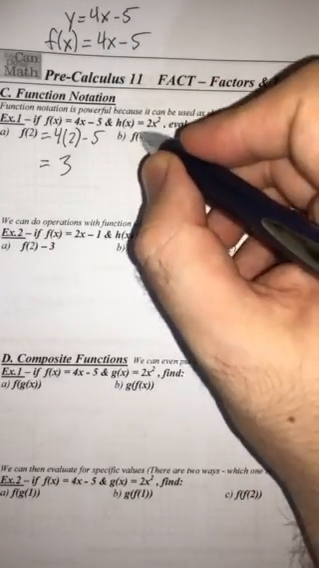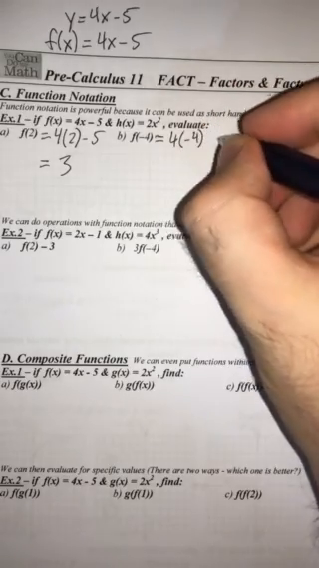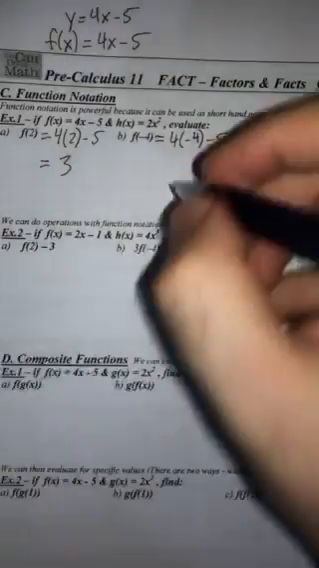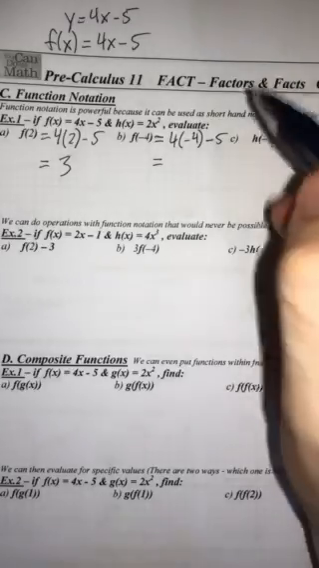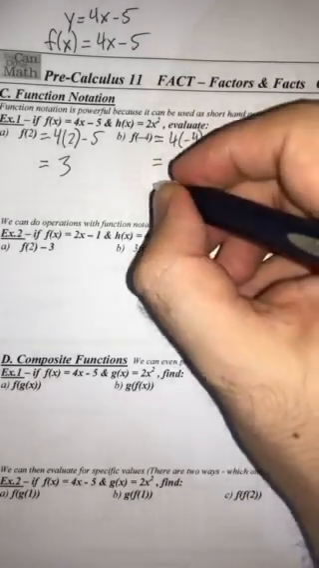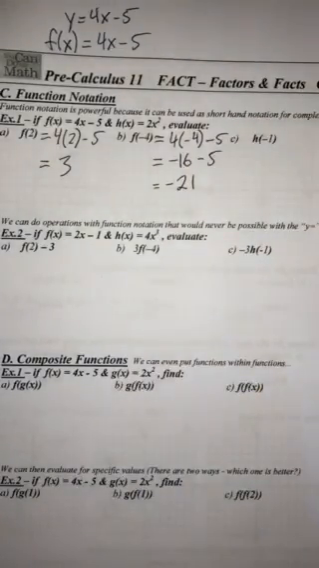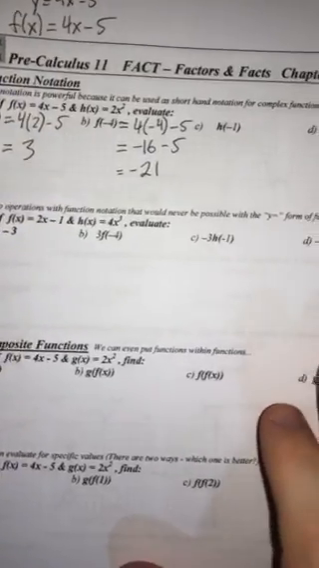We can do the same thing here. Instead of x, now we're going to replace it with negative 4. So 4 times negative 4 minus 5. Okay, this one I'll write out the steps. So 4 times negative 4, negative 16, minus 5. Negative 16 minus 5 gives you negative 21. You should be able to do that. Pretty straightforward. Let's try this with the h function now.